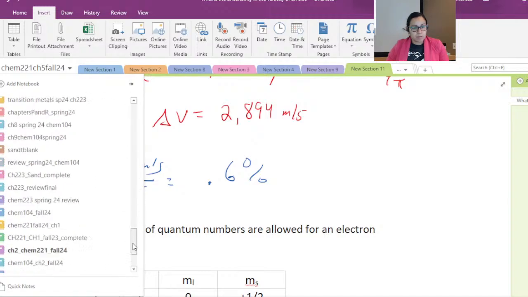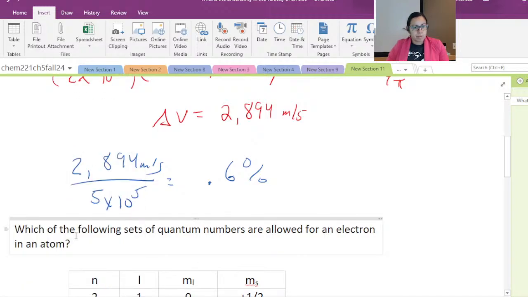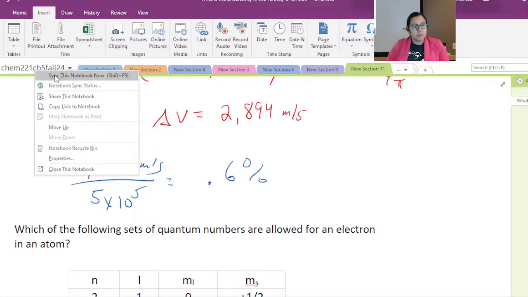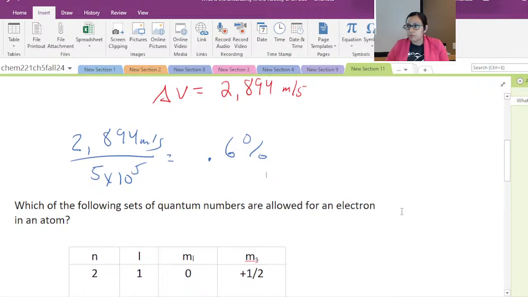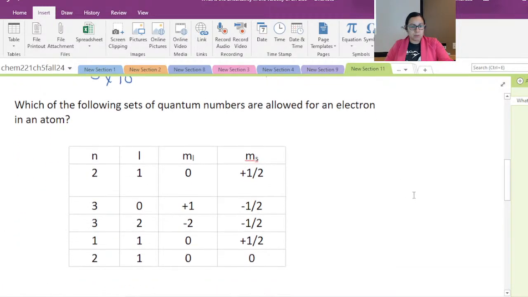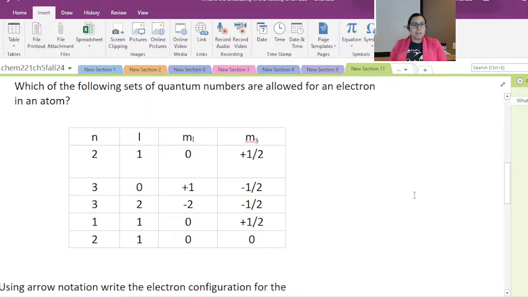Questions on that one? All right, so let's try the next one. And so now this is asking, we have a following set of quantum numbers, so we have 1, 2, 3, 4, 5 different sets here. And then it's saying, out of these 5 sets, which of them are allowed? And if something is wrong with it, that it's not allowed, then how could you correct it?